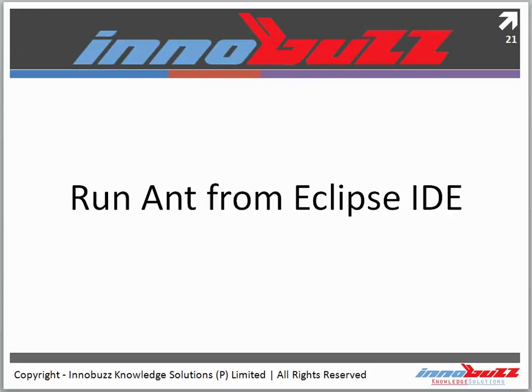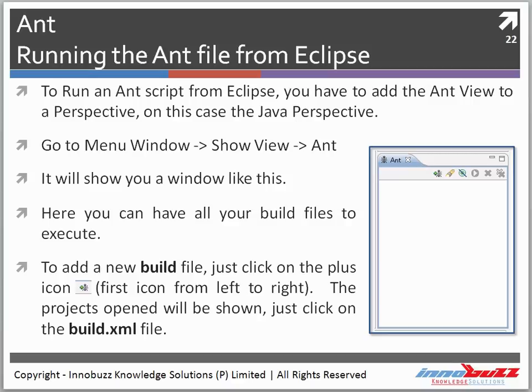Run Ant from Eclipse. If you want to execute an Ant script from Eclipse, you don't have to install anything extra because Eclipse already has Ant support. You just have to add the Ant view to the perspective in which you're working. Go to the Window menu, Show View, and then Ant. This will show you a window like the one shown on the slide. On this window, you can add as many Ant scripts as you want, and you can also execute any target.